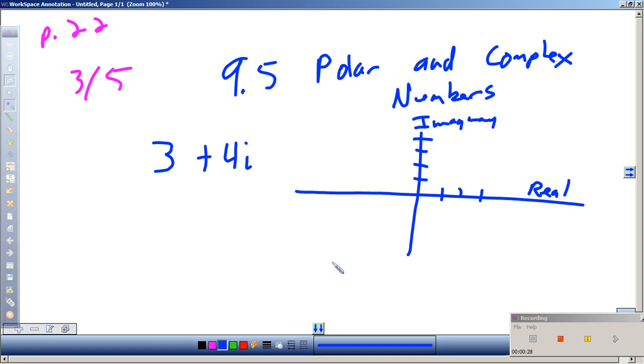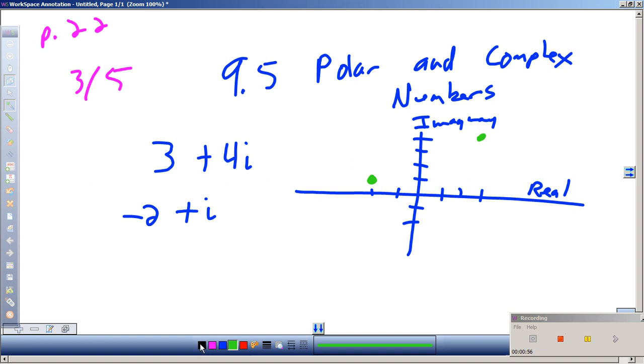So 3, 4: how much of this is real, and how much is imaginary? So we go to 3, 4, right there. Okay, how about -2 plus i? So graphing is fairly easy, right?